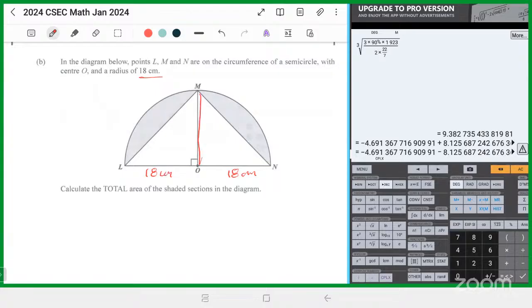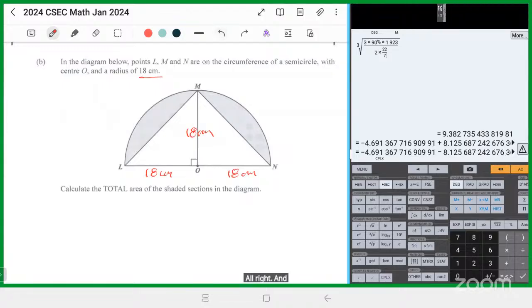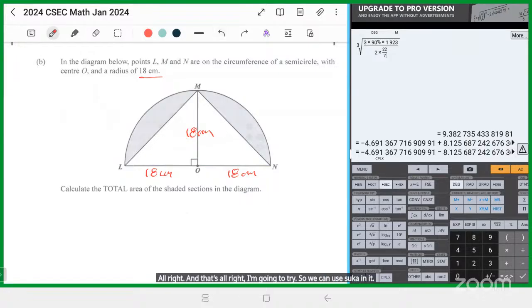This radius also is 18 centimeters. All right, and that's a right angle triangle, so we can use Pythagoras' theorem in it. It says, calculate the total area of the shaded section.